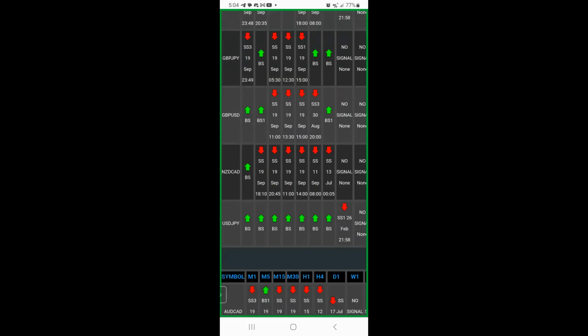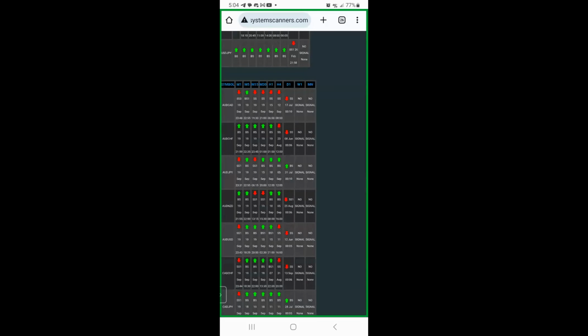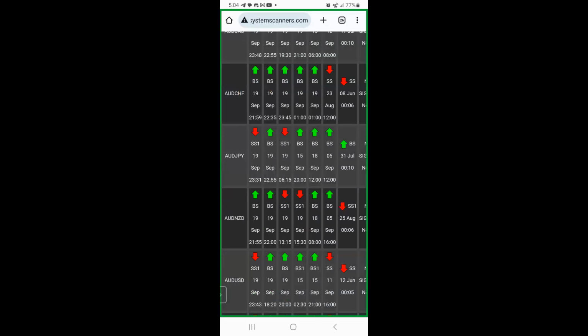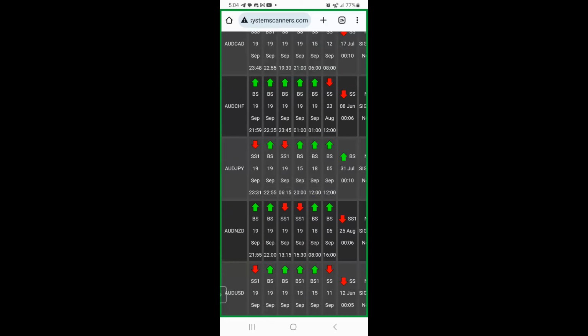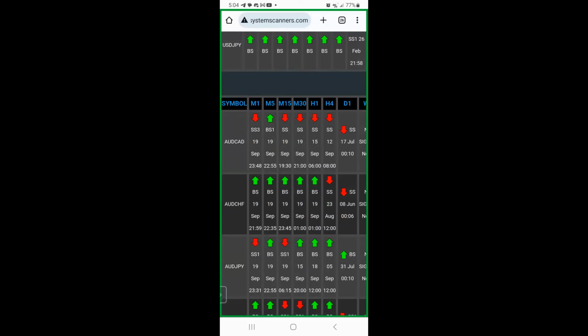See it here again on AUD CAD. AUD CAD has red green right beside each other. Anytime there's a red green beside each other, it's going to be a 3.